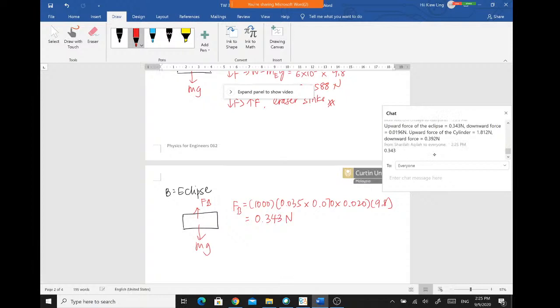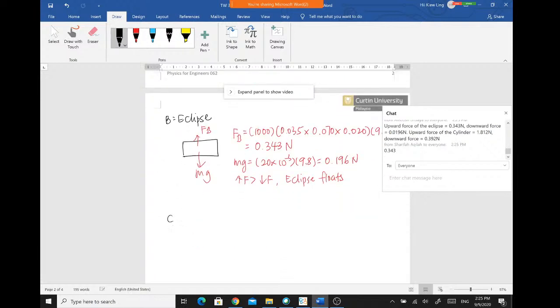Okay, so downward force is the mass times 9.8, and you get around 0.196 Newton, right? So since the upward force is larger than the downward force, eclipse floats.